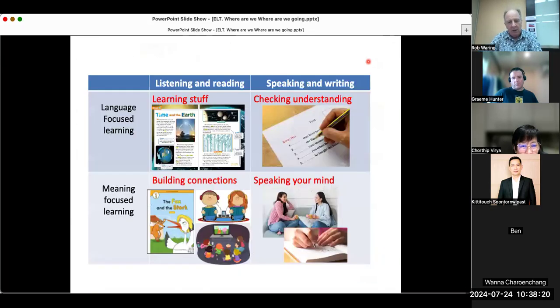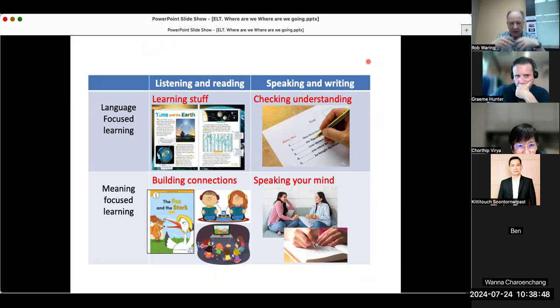So if we think about the course books that we tend to use, and we look at the percentage of activities which are language focused, and the percentage of activities which are meaning focused. Take a moment to think about this. What percentage of stuff in a typical course book would be language focused? And what percentage do you think would be meaning focused?